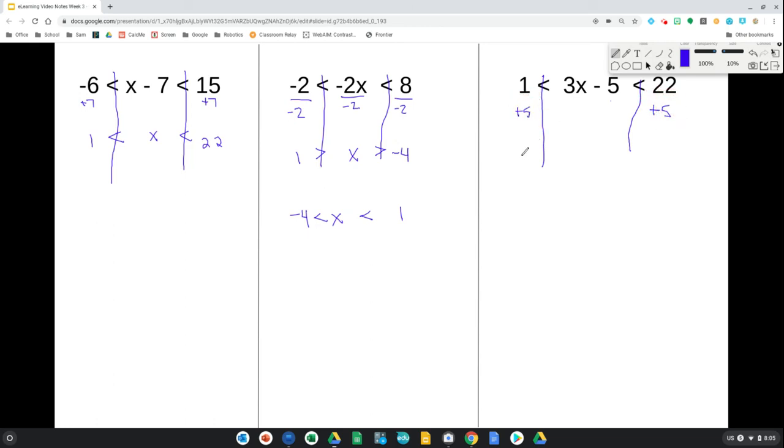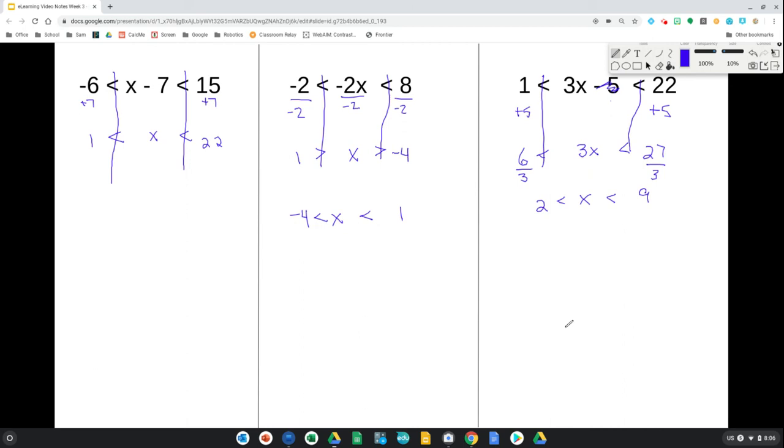Okay, so now 1 plus 5 is 6. 22 plus 5 is 27. So in the middle, we've added 5. We've moved that 5. And so now we just have a 3x. And so now what would your last step be? Okay, we're going to divide by 3. And so if you divide by 3, what is your answer? Okay, divide each one of these things by 3. 6 divided by 3 is 2. 27 divided by 3 is 9. Don't switch the inequality signs because we divided by a positive. And so we have 2 is less than x, which is less than 9. And again, notice that that is in the order from smallest to biggest, just like we talked about on the middle one there.